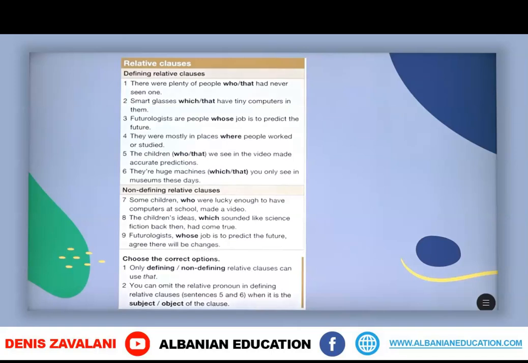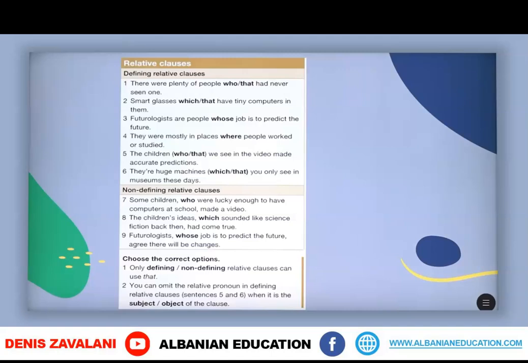Next, we've got other examples that use relative pronouns, such as who and that, which can both be used. There were plenty of people who or that had never seen one. Smart glasses which or that have tiny computers in them. Futurologists are people whose job is to predict the future. They were mostly in places where people worked or studied. The children who or that we see in the video made accurate predictions. They are huge machines, which or that you only see in museums these days.